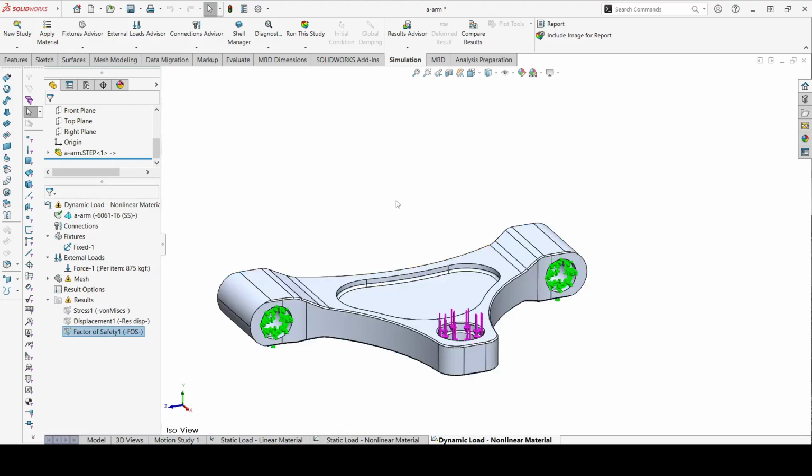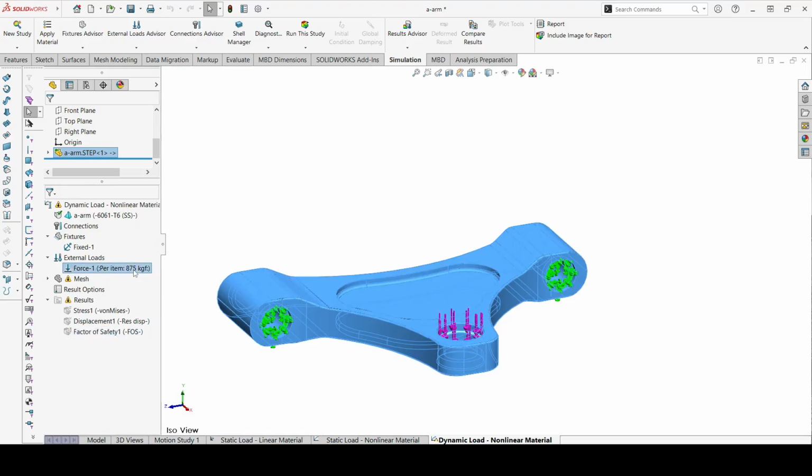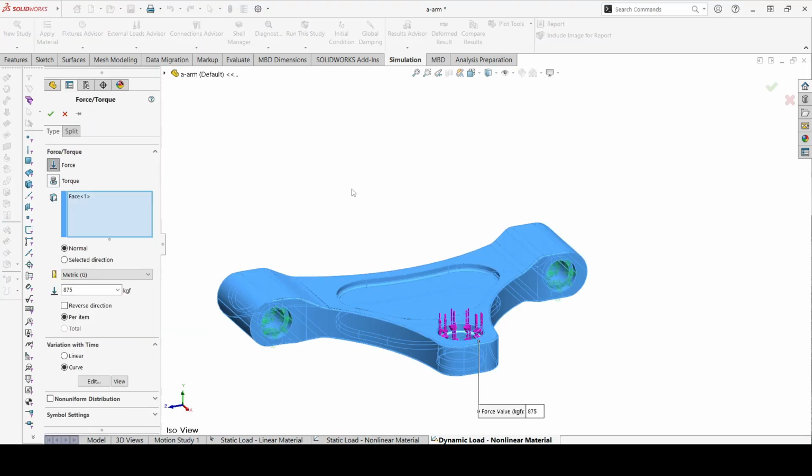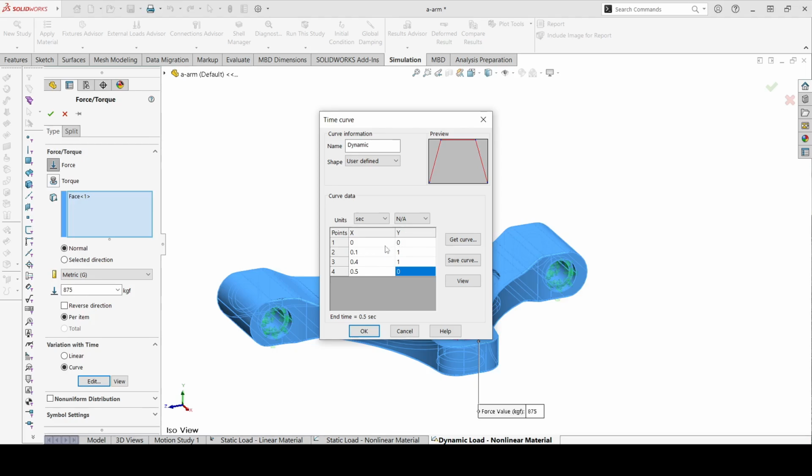I went a step farther and created a third analysis with a plasticity material model and a dynamic load of 875 kilograms on the same location. So basically, on the analysis, it starts with no load. The load is then applied for an X amount of time, and then it finishes with no load. This way, we can check if there is any permanent deformation on the part after being exposed to the load.